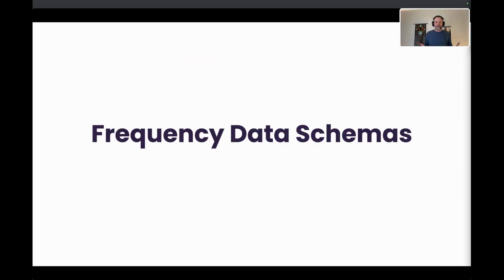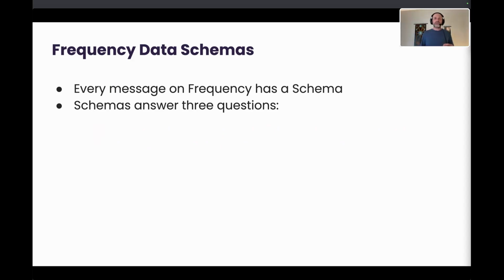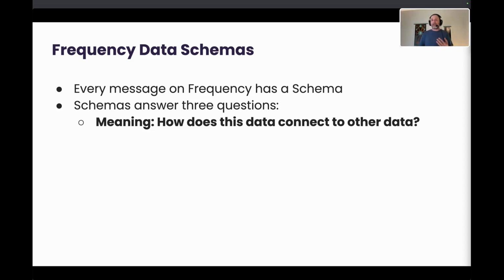Now, data schemas. This is the heart of how we bring all of these different kinds of questions and pieces together, right? So every message on Frequency, every piece of data that isn't attached to the account or chain specific, has a schema, right? And schemas answer three questions. The meaning. What is this data to humans, right? How does this data actually interact with other data and with humans, right? You could have the exact same data in one place and it's a post. In another place, it's a reply, right? So how do we actually know how to understand the meaning of the data?